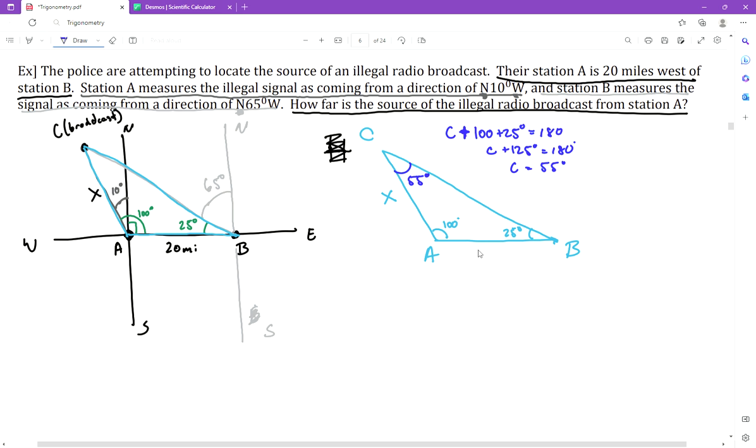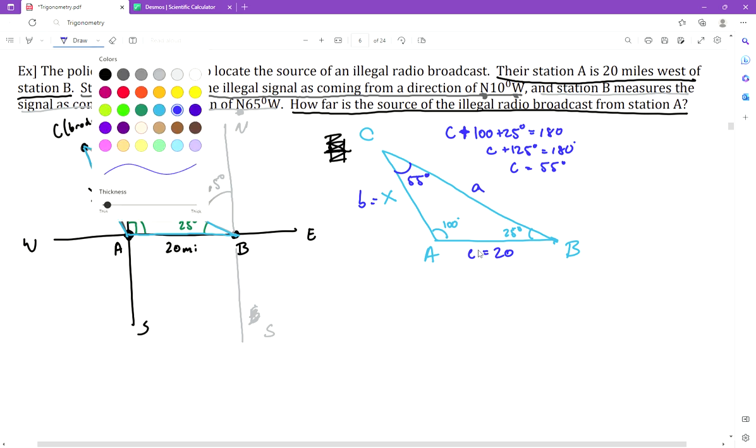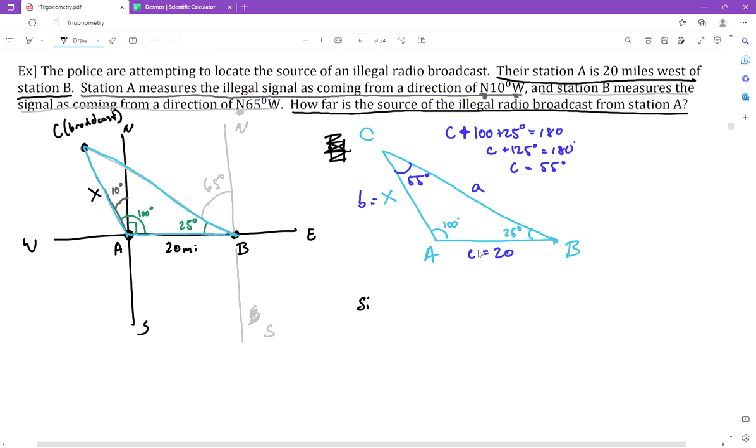And so again, what I've got currently is a triangle that is not a right triangle, so we can use the law of sines to help us. So here's little a. Little c, I didn't mark it, is 20. And then little b is what we want. I'm still going to set up the full law of sines. So we have sine of A over little a equals sine of B over little b equals sine of C over little c.